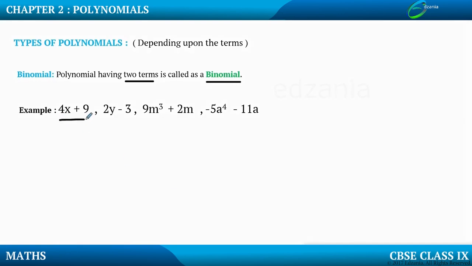4x plus 9. So there are two different terms. One term is 4x and the other term is 9. So they are separated by this plus sign. Again, similarly, if you move further, 2y minus 3, 9m cube plus 2m, 5a raised to 4 minus 11a. So if you observe properly, if they are separated by a plus or minus sign in the middle, then they are said to be binomials.